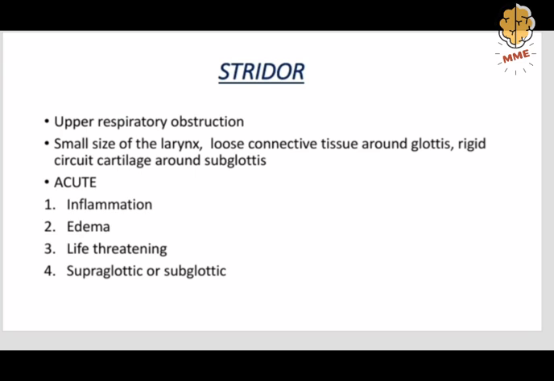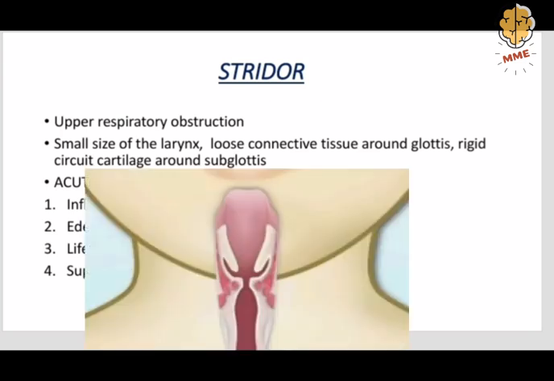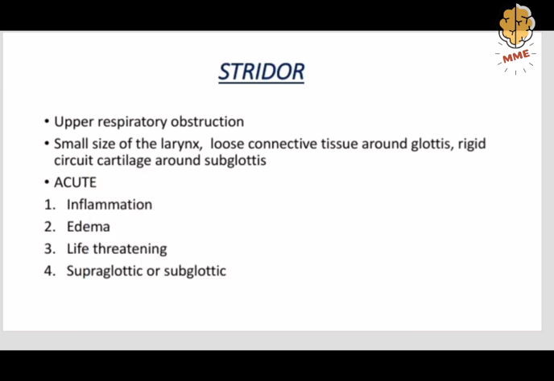Stridor indicates upper respiratory obstruction. It is very common in infants because of their small larynx, loose connective tissue around the glottis, and rigid cricoid cartilage around the subglottic area. It may be acute or chronic.